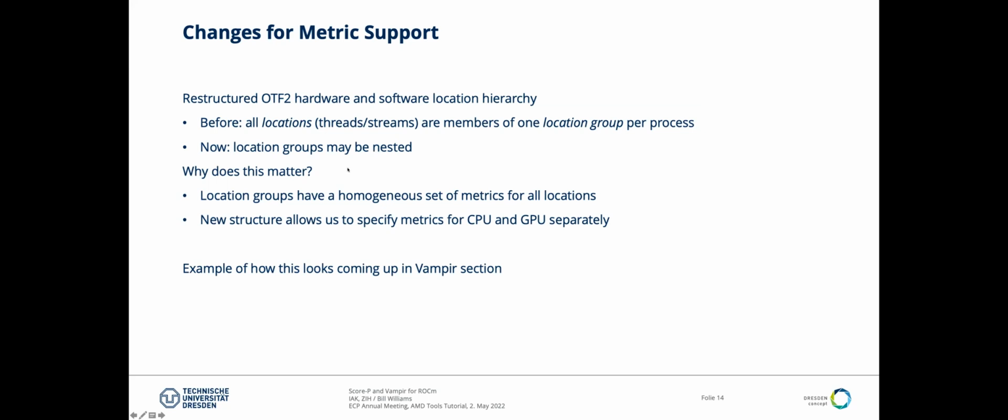Now, why does this matter? There's a bunch of things that this makes easier for us technically, but the big thing from a user point of view is that each location group has a homogeneous, consistent set of metrics for all of its locations. And obviously that doesn't work very well if you're trying to have metrics on the CPU threads and GPU streams. And this structure lets us specify metrics separately for CPU and GPU.